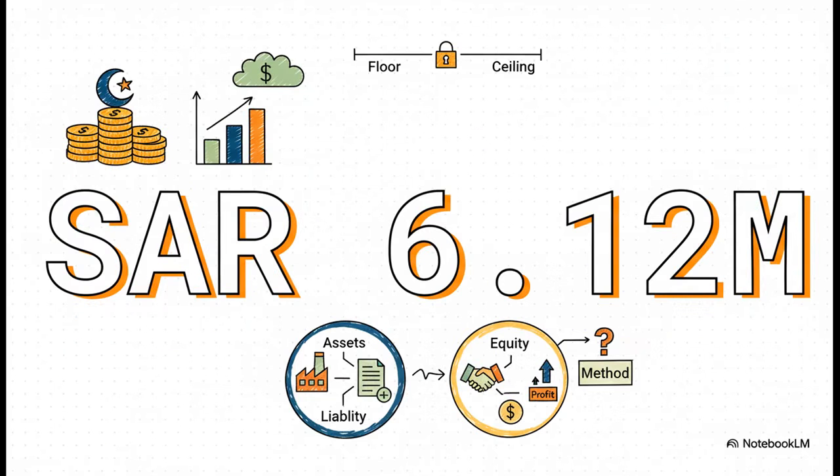And now for the grand finale, we take our base of $408 million, apply the 60% Saudi ownership to it, and multiply that by the 2.5% Zakat rate. And there it is. The result is a total Zakat due of 6.12 million rials. And that's our final answer.